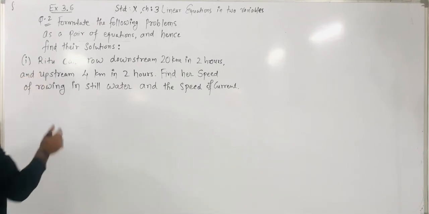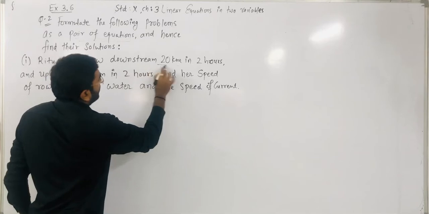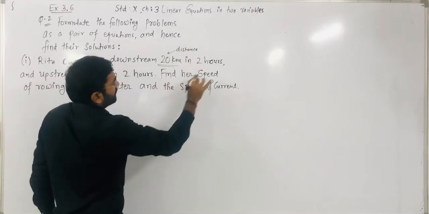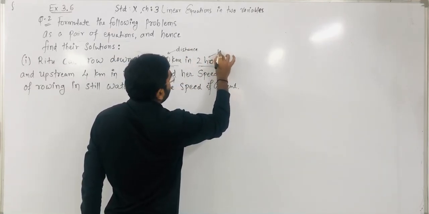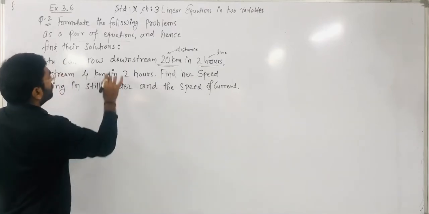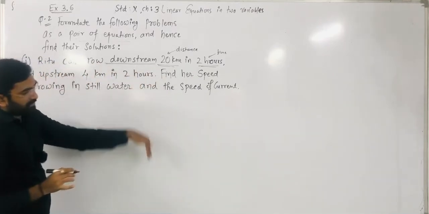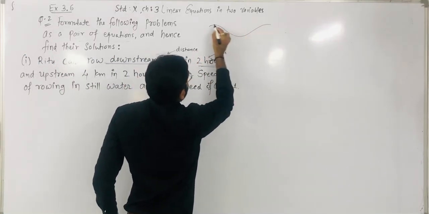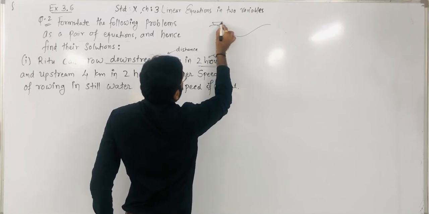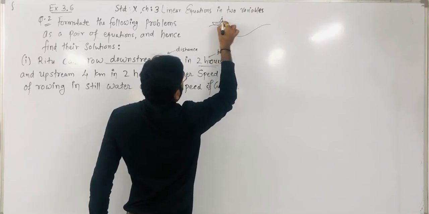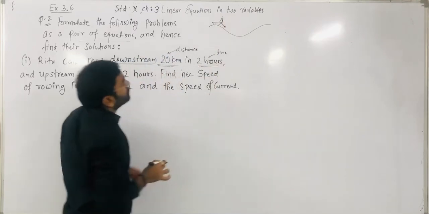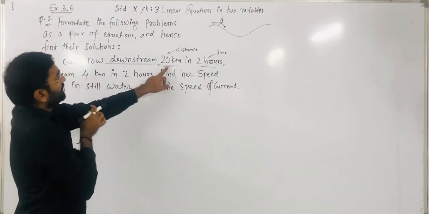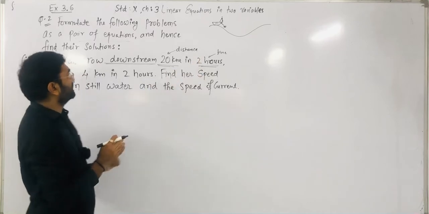In the first question they said Ritu can row downstream 20 kilometers. This is the distance. They give the distance, 20 kilometers, in 2 hours. They give the time. In the first case, Ritu can row downstream. Downstream means the lower part. Suppose the boat is here, and if it goes to the downside, it is downstream. So they said 20 kilometers in 2 hours. Distance is given, time is given.